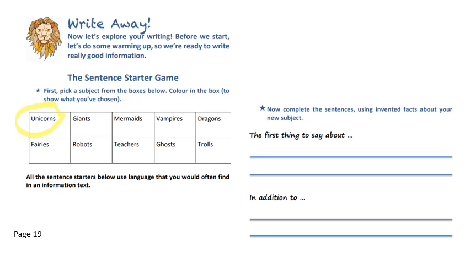So, for example, I'm going to say the first thing to say about unicorns is that they are very seldom seen by humans. In addition to this, they're magical creatures and they are very sought after for their unicorn blood because it has healing properties. So all the sentence starters use language that you would find in an information text. So you just carry on working through the sentence starters to get into practice for writing your report.